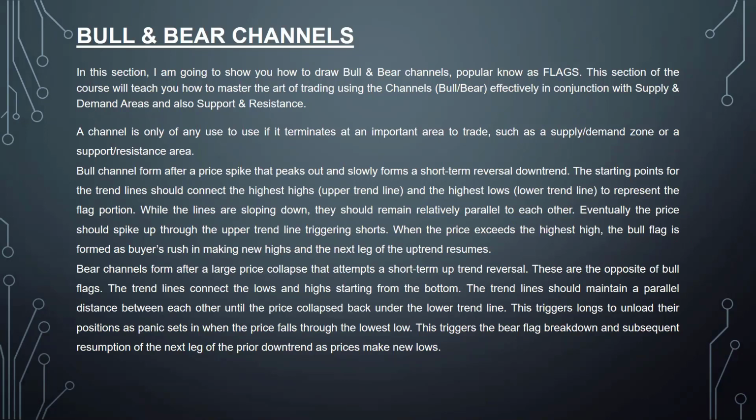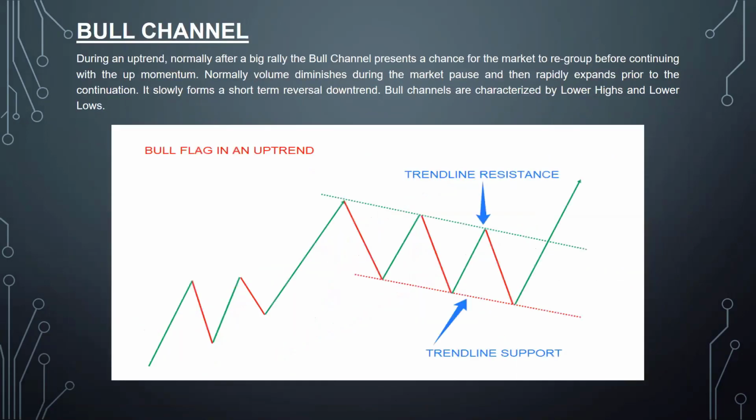A bull channel forms after a price spike that peaks out and slowly forms a short-term reversal downtrend. The starting points for the trend lines should connect the highest high in an upper trend line and the highest low in a lower trend line. Let me give you an example of this. This is a bull channel. Let me go to the bull channel screen so that you can see.